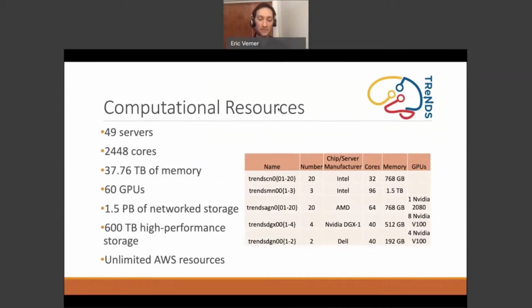And here's an overview of the computational resources we have at TRENDS. We have 49 servers, almost 2,500 cores, almost 40 terabytes of memory among all of these servers, and 60 graphical processing units. We also have 1.5 petabytes of network storage and can tap into unlimited AWS resources.